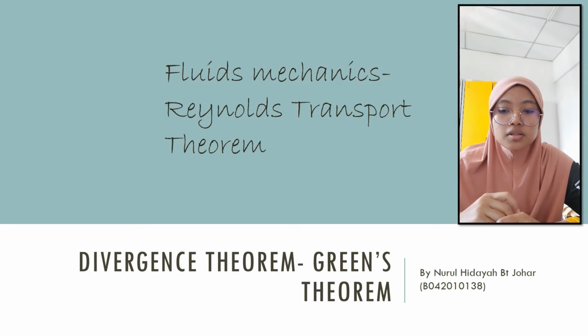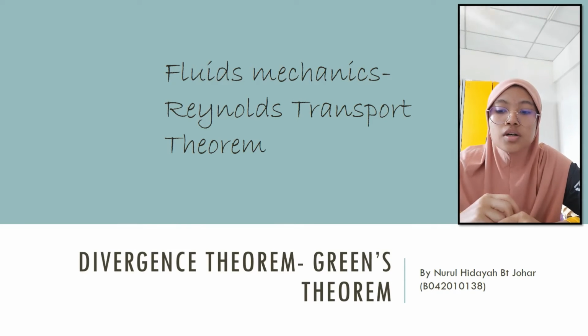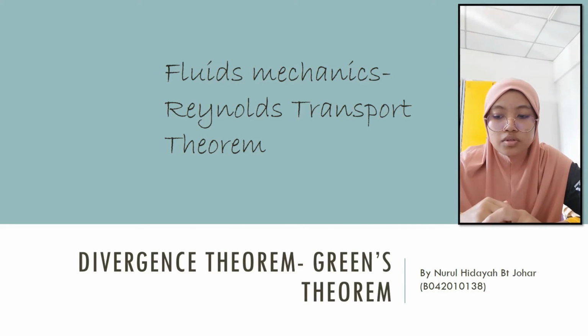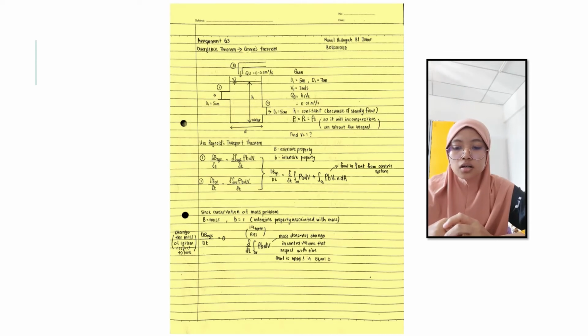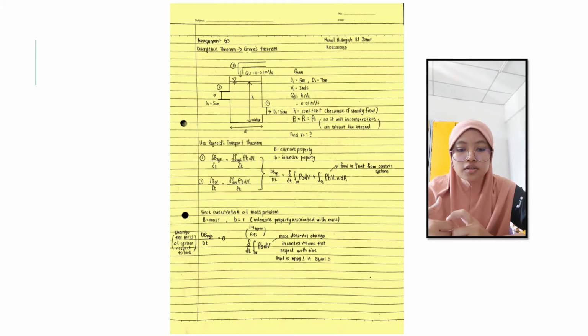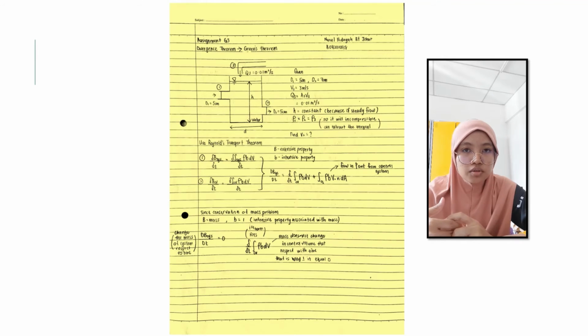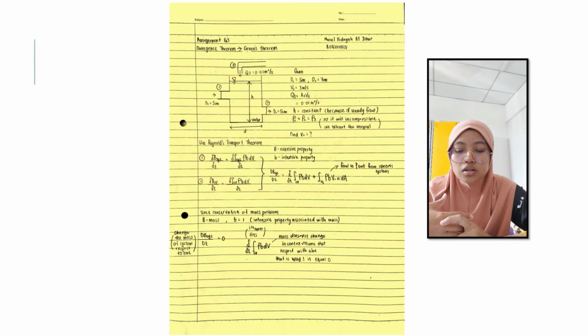Here I am going to explain how to solve problems of fluid mechanics by using the divergence theorem, which includes Green's theorem. Here is the problem: we need to find the velocity at point 2. To get the velocity at point 2, we use the Reynolds transport theorem, which we get from the derivation of Green's theorem concept. Green's theorem can only be used for vector fields in 2 dimensions. It is used to calculate the area of a region.